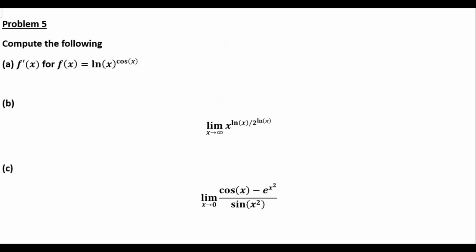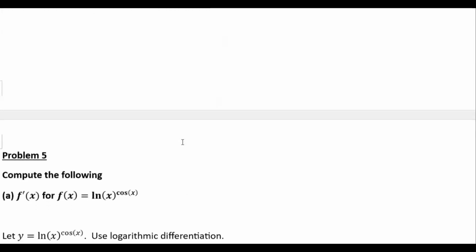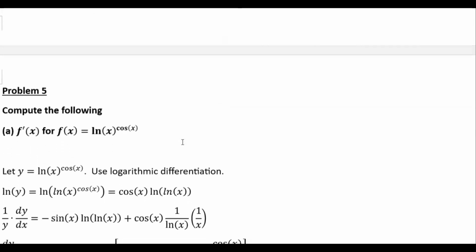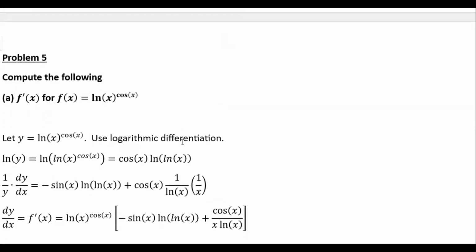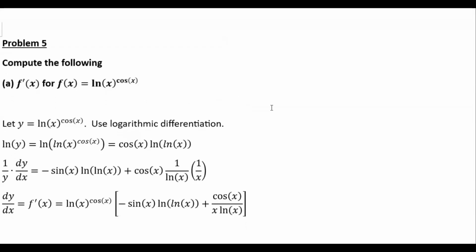These are actually pretty straightforward compared to that last problem. This first one needs logarithmic differentiation, since it's some power of x to some power of x. It's kind of like x to the x, so we can't use the power rule here. We let y be this function and take the log on both sides, then use properties of logs to move that cosine out in front. Now we do implicit differentiation.